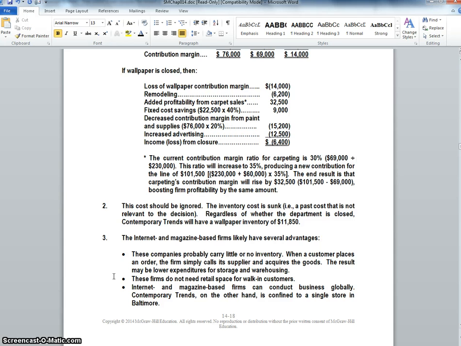Secondly, these internet firms do not need real retail space for walk-in customers. Retail space costs money. And whether you sell a lot of wallpaper or a little bit, you still got to pay the rent. Third, internet and magazine-based firms can conduct business globally. Our Contemporary Trends, the example in this problem, has a single store. They're limited to a specific geography and perhaps a limited demographic. So as a result, they don't have the reach, they don't have the scalability, as it's often called, to really grow unless they grow with other brick and mortar stores with the problems of inventory and the cost of retail space.